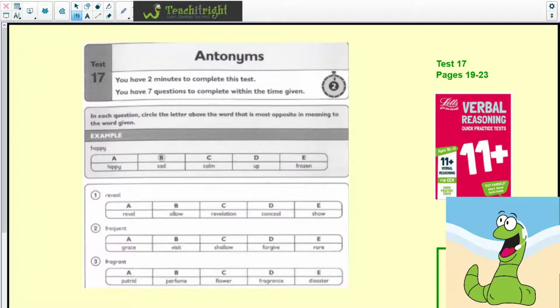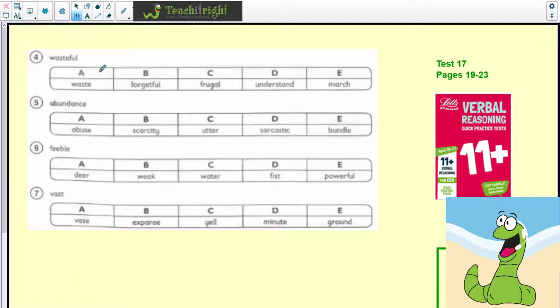Well done. Let's have a look at the antonym section. So we're flying through these tests now. We're on test 17. We're nearly there. You had 2 minutes to do this particular section. So again, 7 questions, a bit like the synonyms one that you did earlier. So let's just make sure we know the opposites. Reveal and conceal. So if you reveal something, you show it. Conceal, you hide it. Frequent and rare. I thought these ones were a little bit easier than some of the other ones we've done. Fragrant and putrid. Fragrant meaning nice smell, putrid not very nice. And then we've got wasteful and frugal.